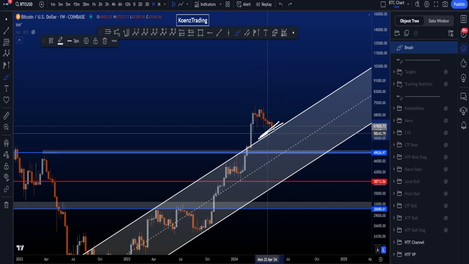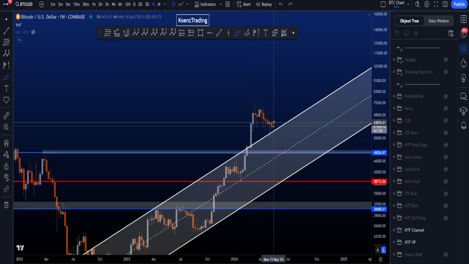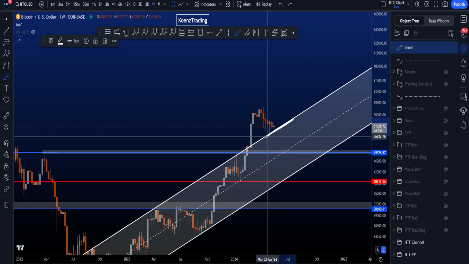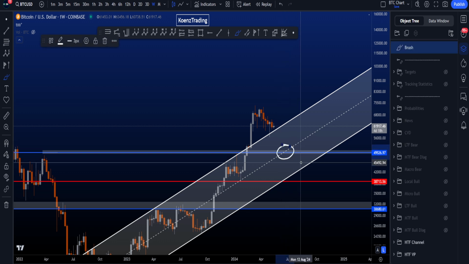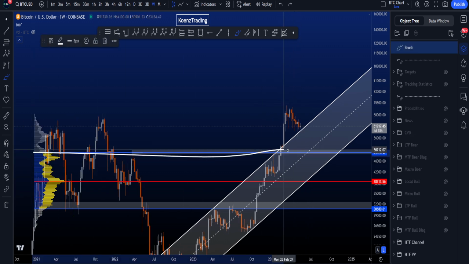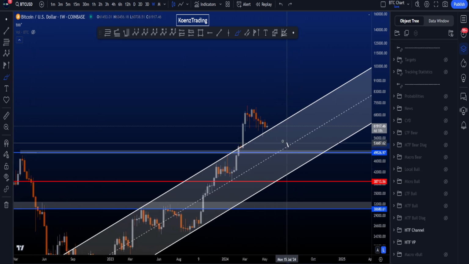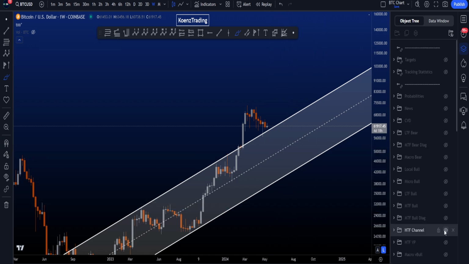Currently we're testing the upper trend line of the channel once again, and if we continue ranging here for a little bit and then potentially lose this trend line and move to the midline, you can see that the midline of the channel is in confluence with the value area high on a weekly time frame. So this is very important support around 49 to 50k.